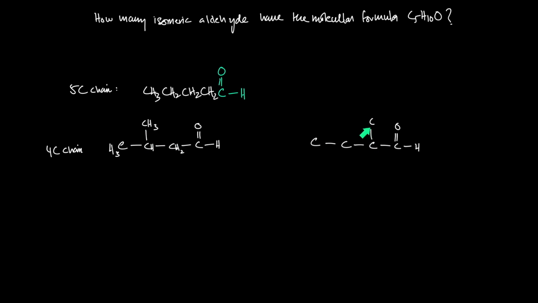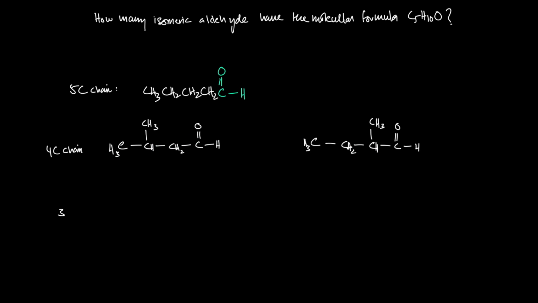This is 2-methylbutanal, this is 3-methylbutanal. This is just pentanal. So in the 4-carbon chain I have this possibility as well, CH3, then CH2, CH over here and a CH3. So these are my only 2 possibilities for a 4-carbon chain.